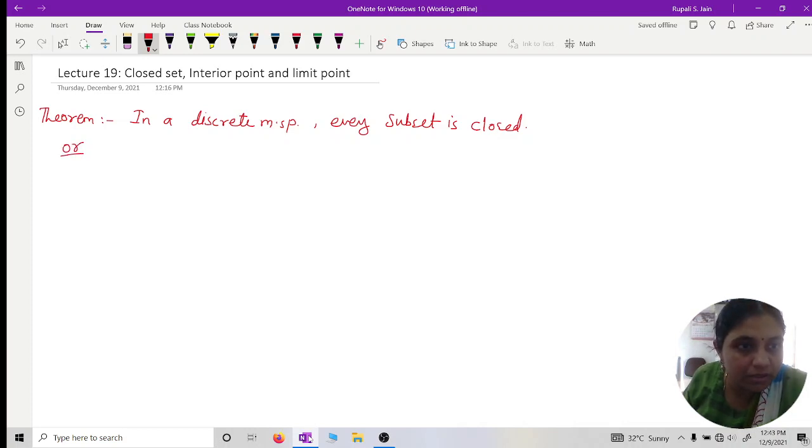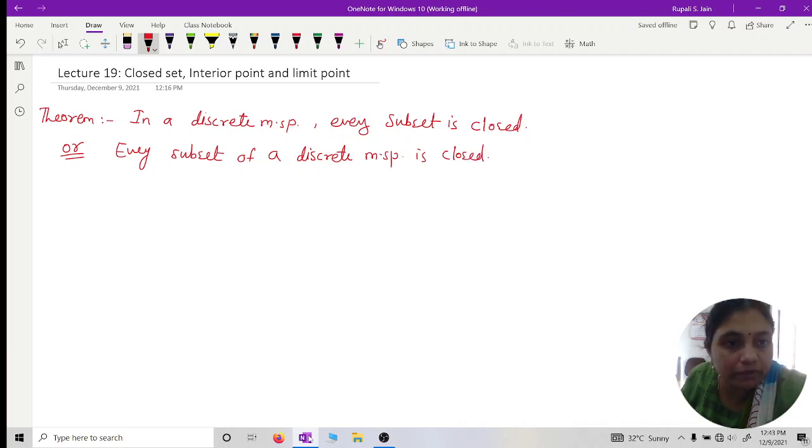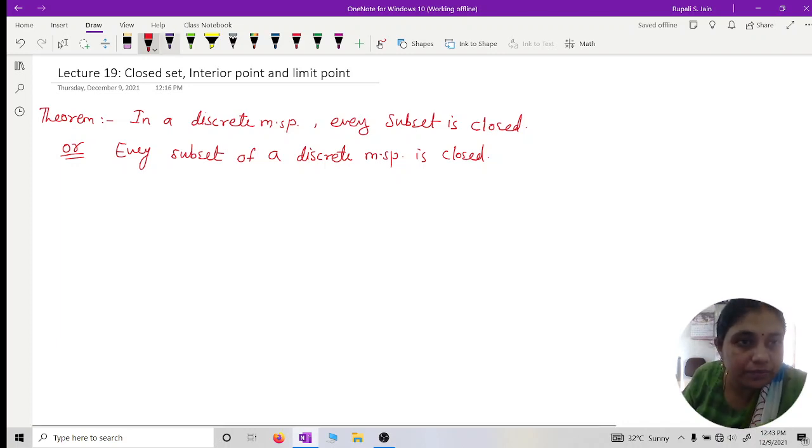I will write this as: every subset of a discrete metric space is closed. And we have already proved every subset of a discrete metric space is open. So we can say every subset of a discrete metric space is clopen. Clopen means it is open as well as closed. Okay. So how will we prove this?